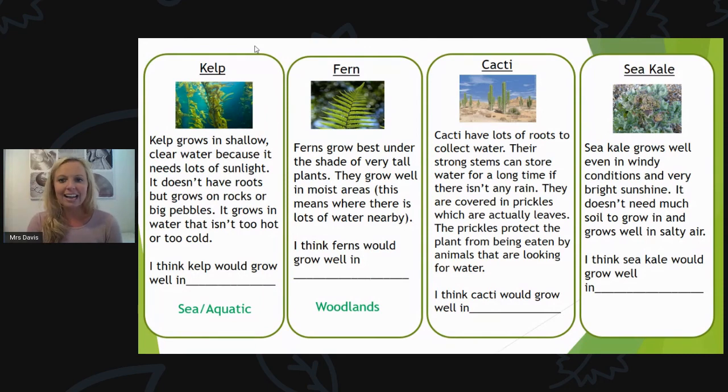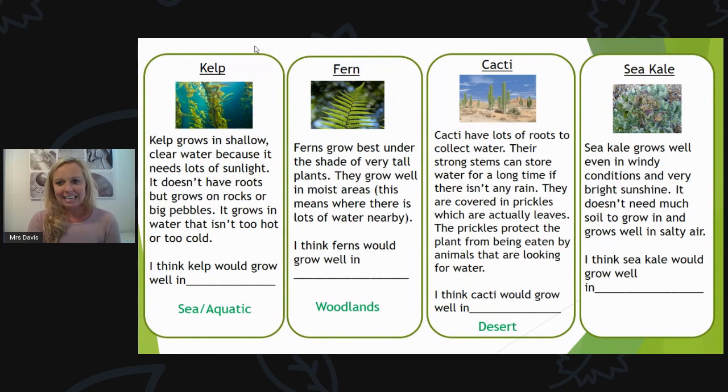Oh, what about a cacti? I reckon you'll remember this. Where do you think a cacti would grow best in? I think they would grow well in... not many plants grow well here, so it's got to be the desert, hasn't it? They are very, very well designed for the desert.